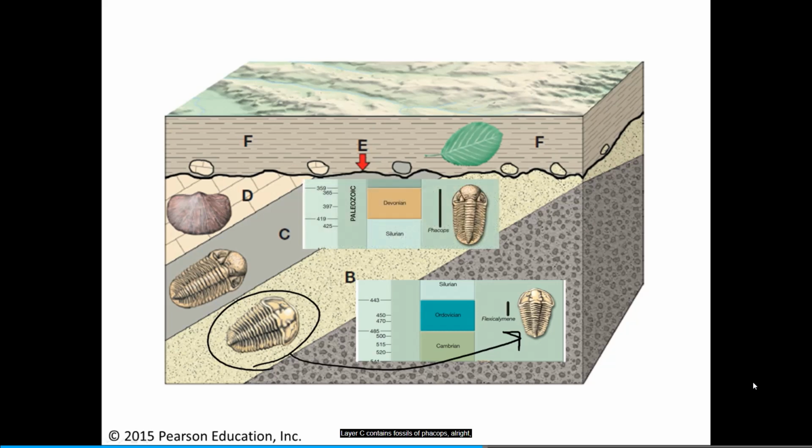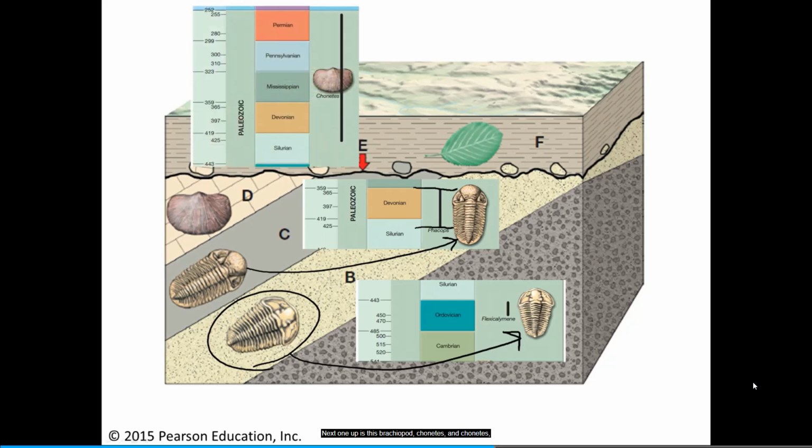Layer C contains fossils of Phacops. All right, so Phacops is an organism that first shows up in the late Silurian and lasts until the end of the Devonian. So that layer could be either Silurian or Devonian based on the presence of Phacops in its strata. Next one up is this brachiopod Conetes.